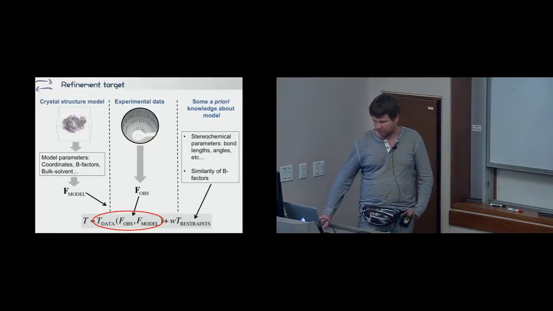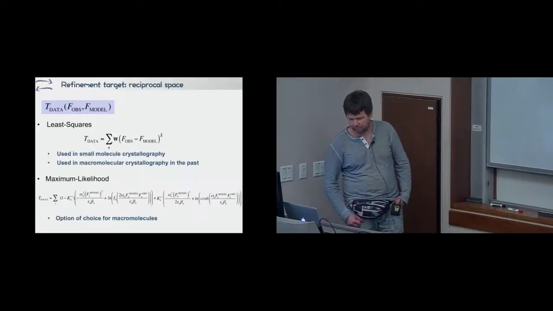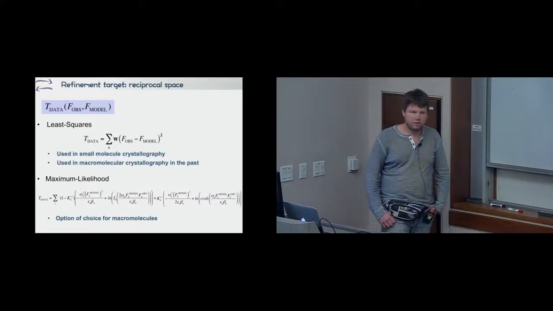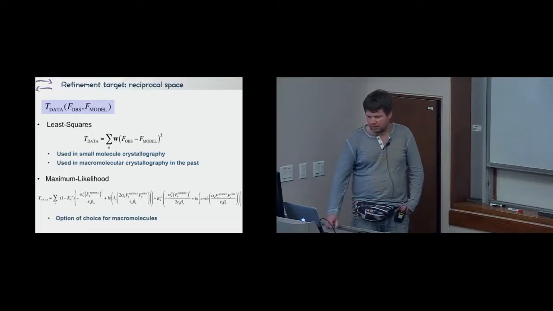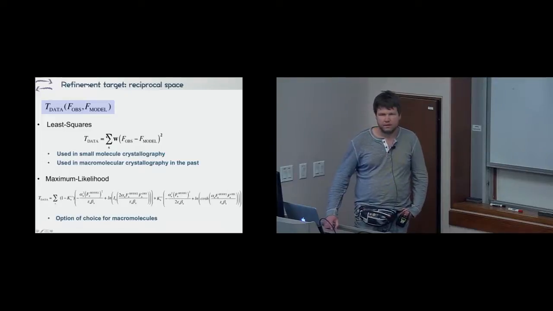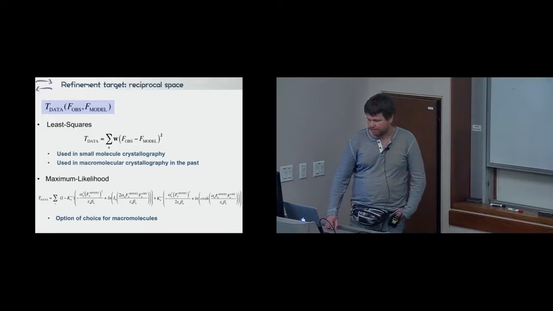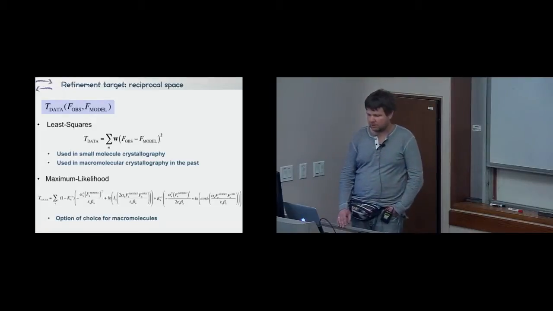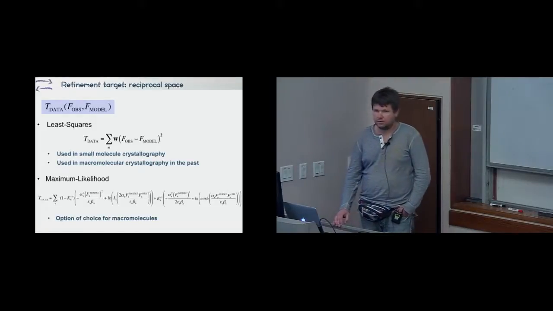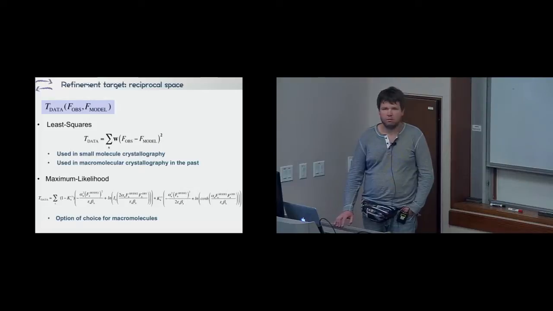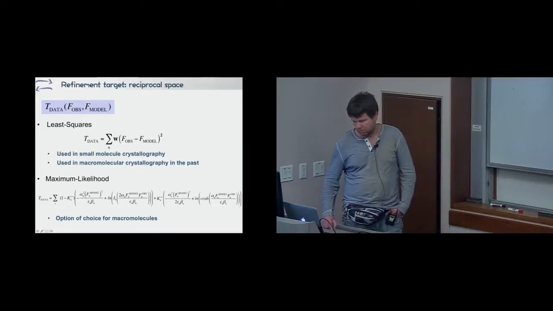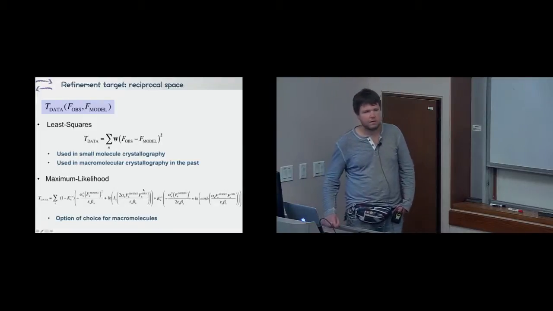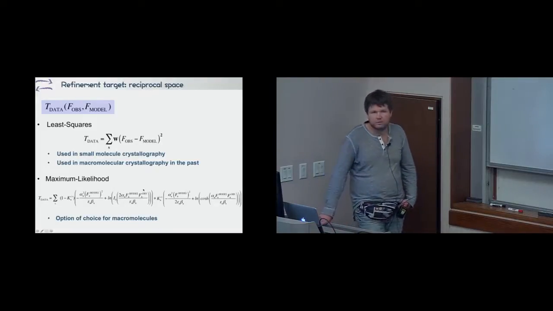Okay, let's focus for a minute on the data term. There are choices for the data target. Traditionally, the least squares target function was used, and it's actually still used in small molecule crystallography. But today almost all macromolecular packages use the maximum likelihood target function, which is a little bit more scary function. So why maximum likelihood target function?